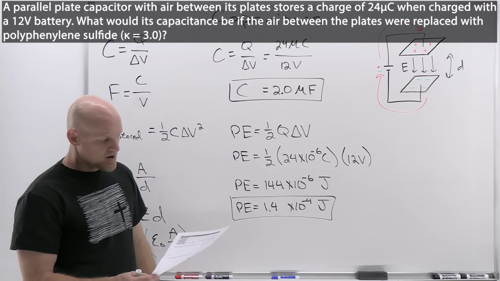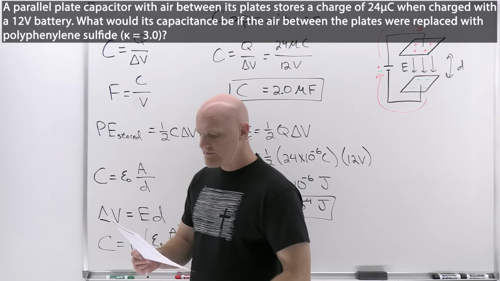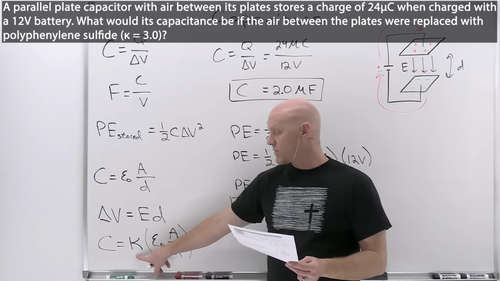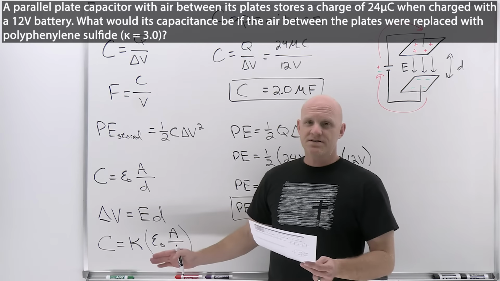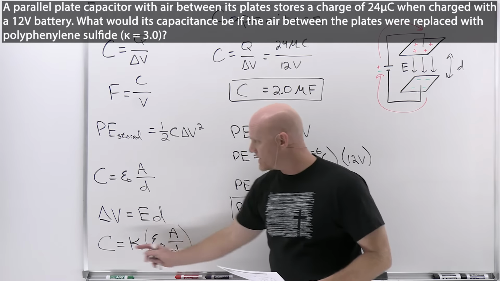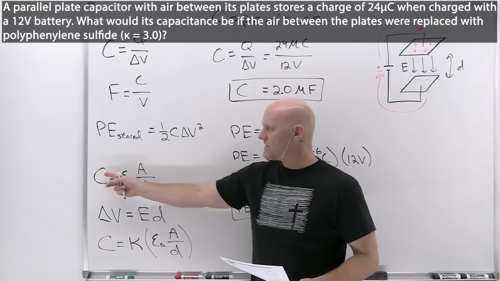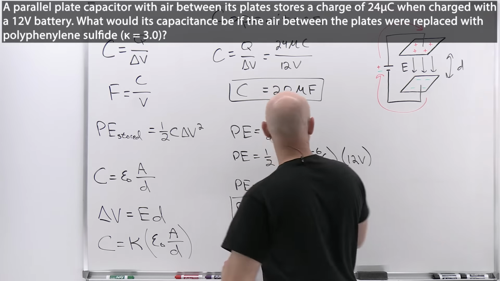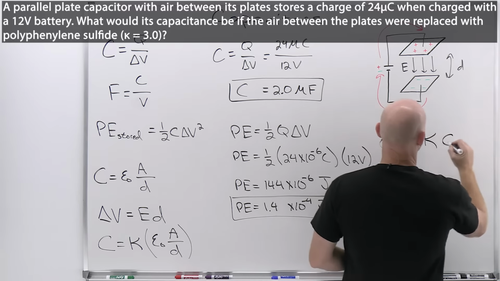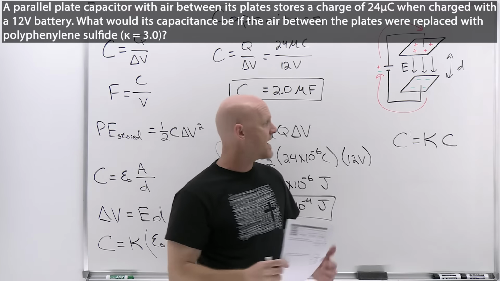All right, next part of the question: what would its capacitance be if the air between the plates were replaced with polyphenylene sulfide, and the dielectric constant of 3.0 is given in parentheses? So in this case, we already solved for the capacitance. Another way you can rewrite this formula is you can realize that epsilon naught A over D is just the capacitance either in a vacuum or air here. And so sometimes you'll see this written as C prime equals kappa times C, where that C is the original capacitance in air or vacuum.